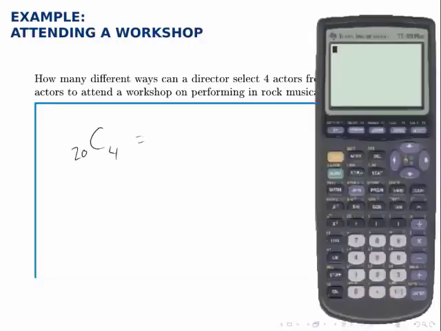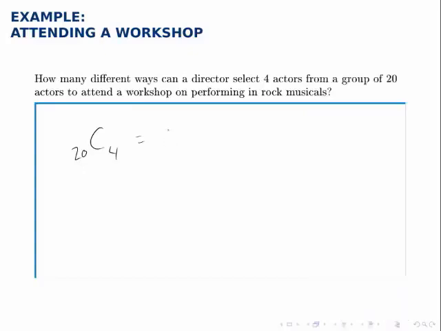Again, I'll just use the built-in function on the calculator. So I type in n, go to the math probability menu, select number 3, NCR, 4, and there are 4,845 ways to select 4 people from a group of 20.